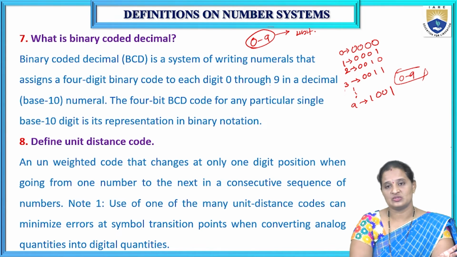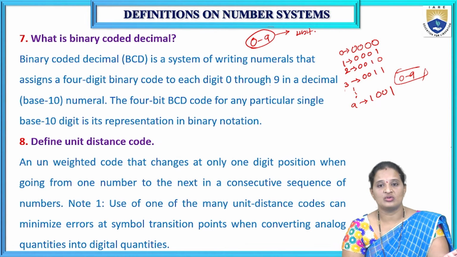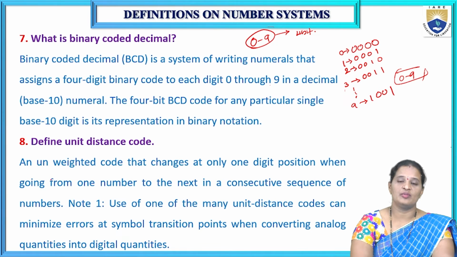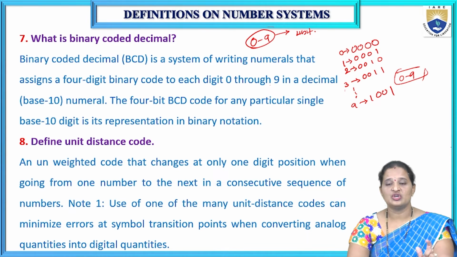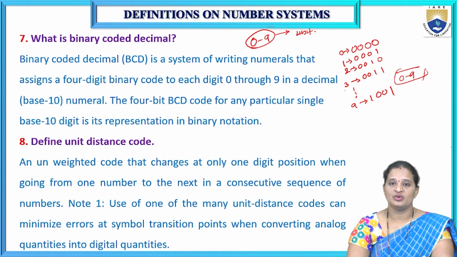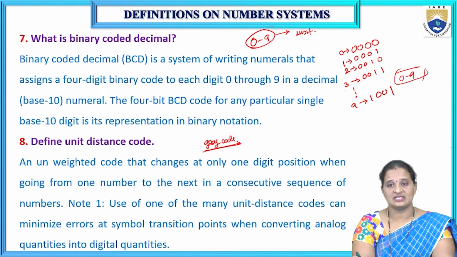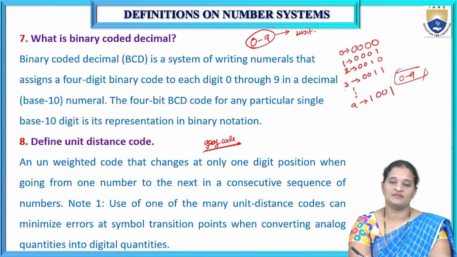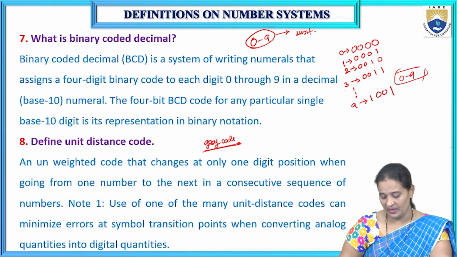So these kinds of unit distance codes are mainly used in applications where we use analog to digital converters, or whenever we are changing analog quantities into digital quantities. So unit distance codes are the binary codes in which 2 consecutive codes differ by only one bit position. Such codes are said to be unit distance code, and the example for unit distance code is gray code, in which each successive code differs by only 1-bit position. So that is why they are said to be unit distance code.